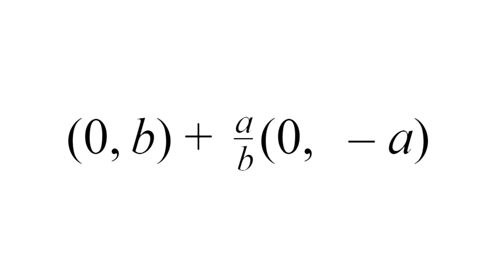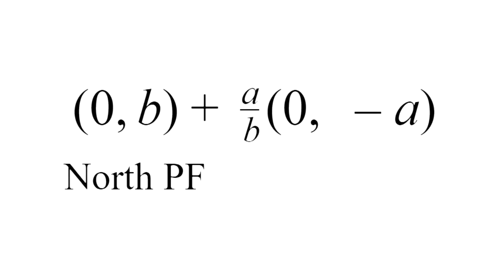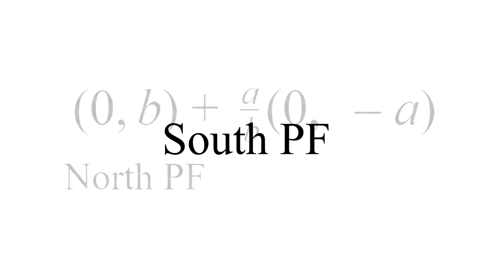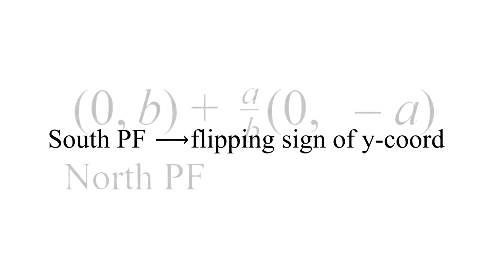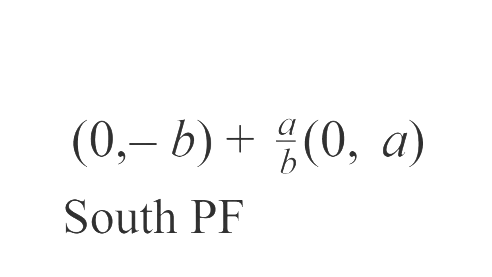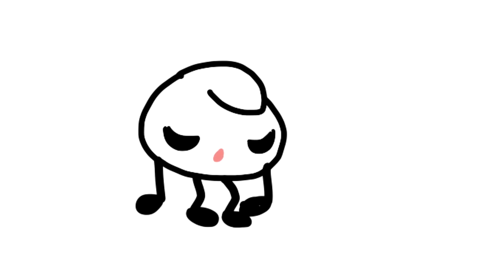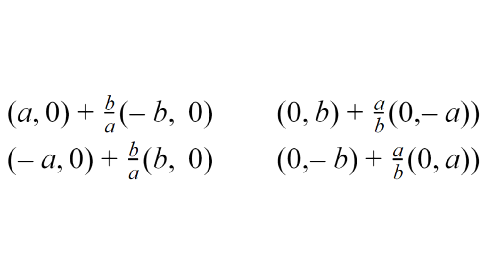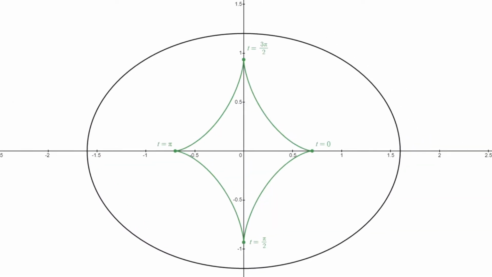This here is the coordinates of our north PF, so using symmetry, we can acquire the south PF by flipping the signs of the y coordinates where we have 0 negative b plus a over b 0a. With a sigh of relief and a brim of excitement, we have found the 4 pseudo-foci of the general ellipse.